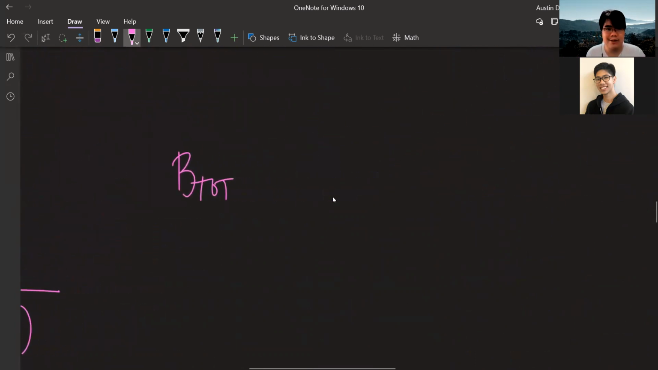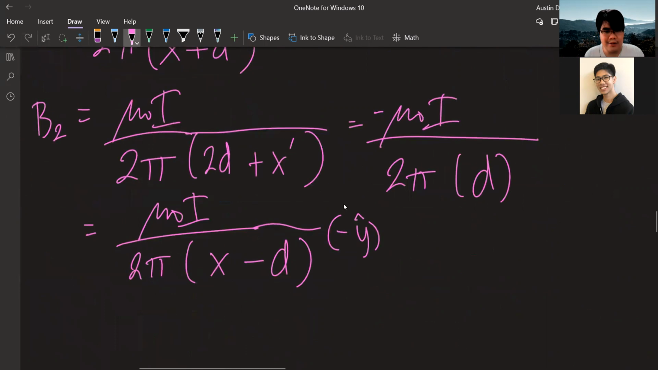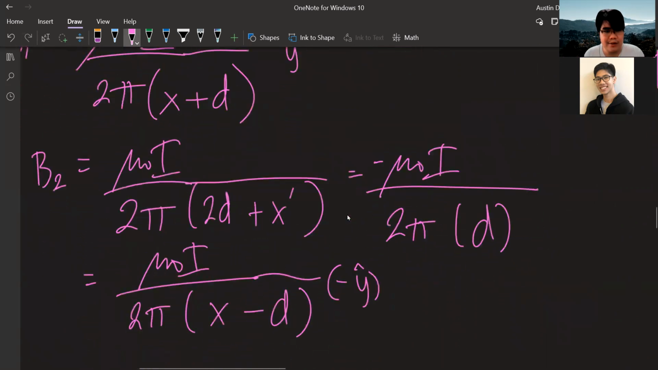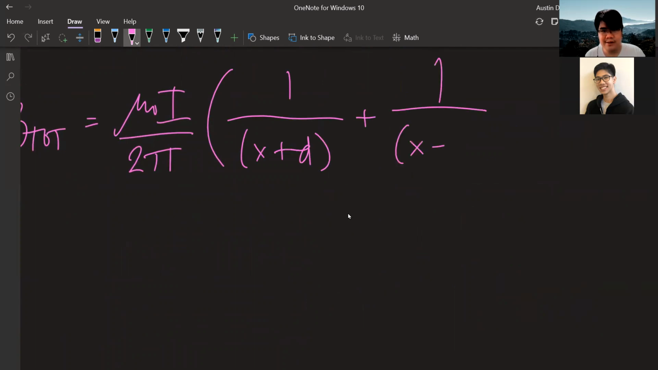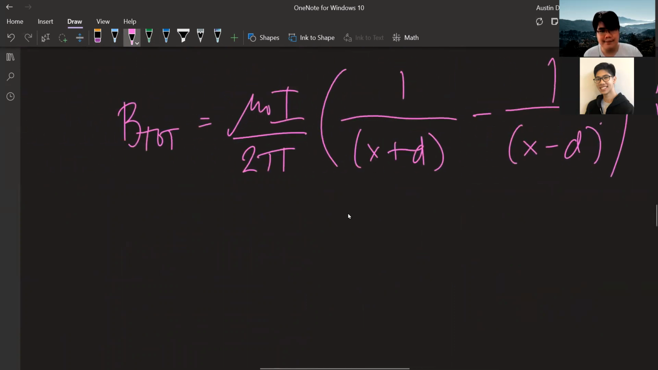What we are doing is correct. So, the B total now is mu naught I over 2 pi, and then I just combine those two. So this is 1 over (x plus d) plus 1 over (x minus d). This is actually minus. Minus this one. And then times y hat. Okay, am I getting things right? Okay, let me check. Okay, what we are doing is correct.